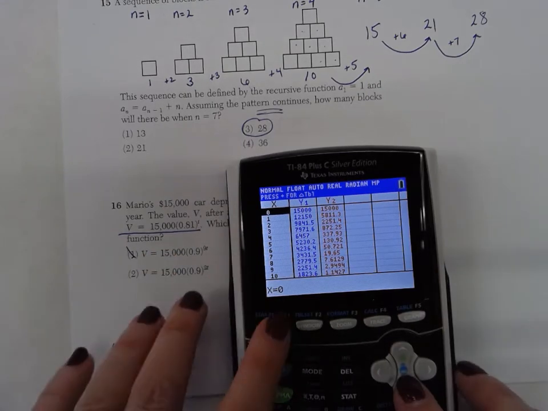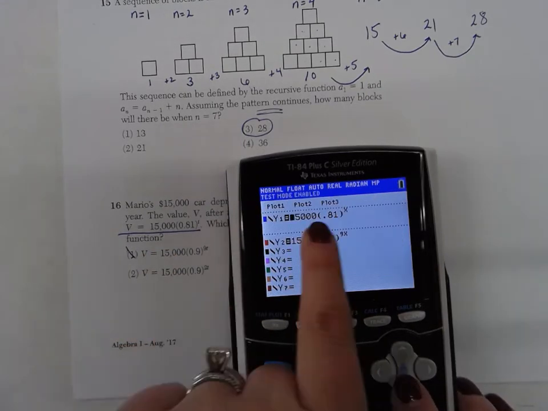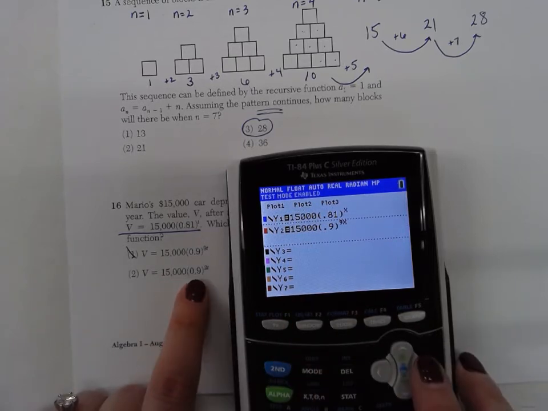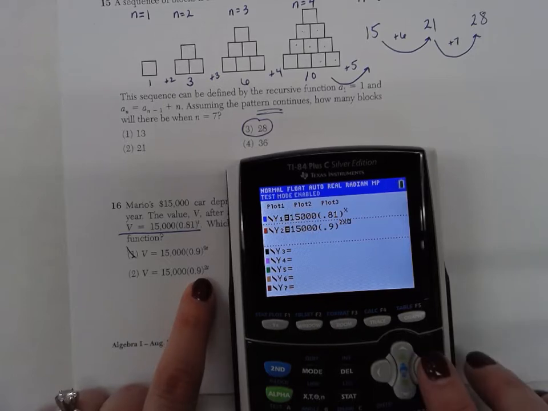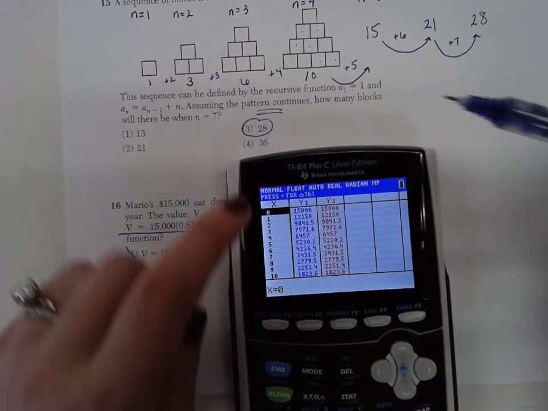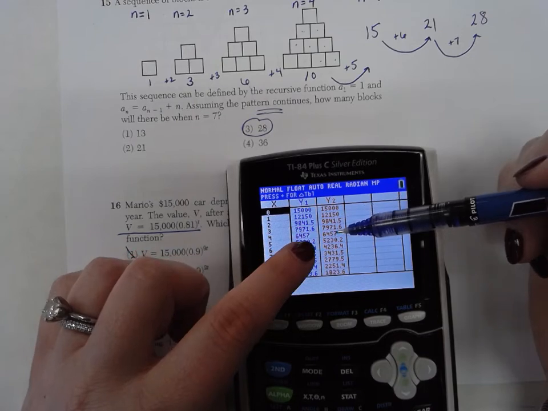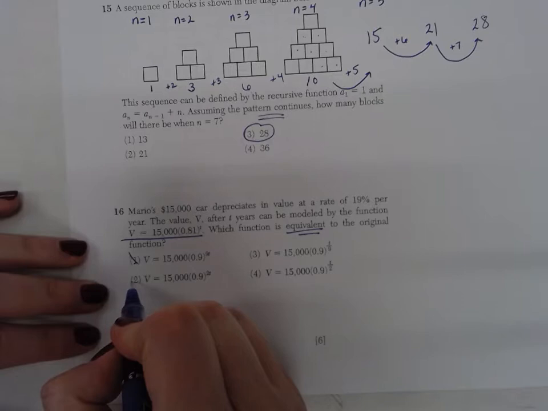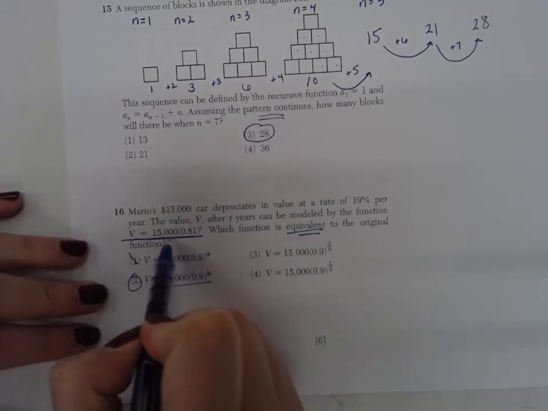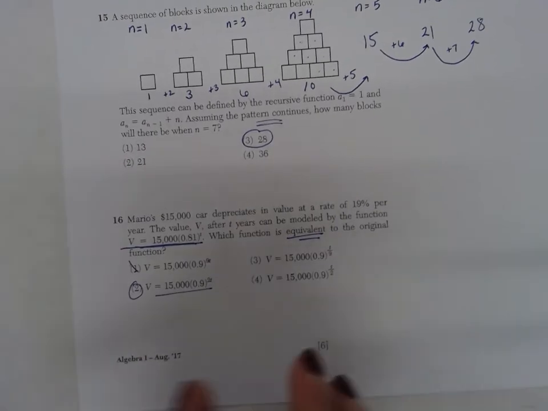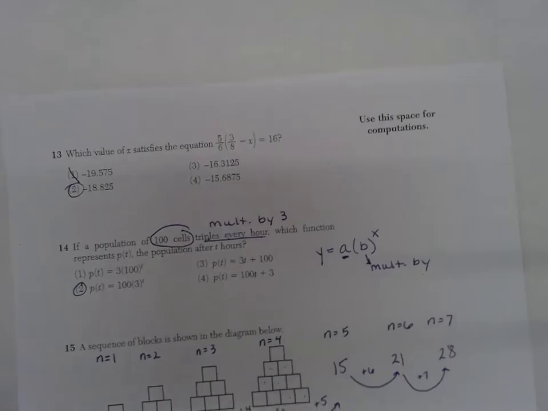So now I'm going to go back to y equals. The first one stays in there. Now I'm putting choice 2 in. 15,000 times 0.9 raised to the 2x. Let's see how that looks. Now when I look at the table, they are matching. They're exactly the same every single time. So that's the answer I want to go with. This equation and this equation are exactly the same every single time. So there's my answer there. All right, let's see what 17 brings us.